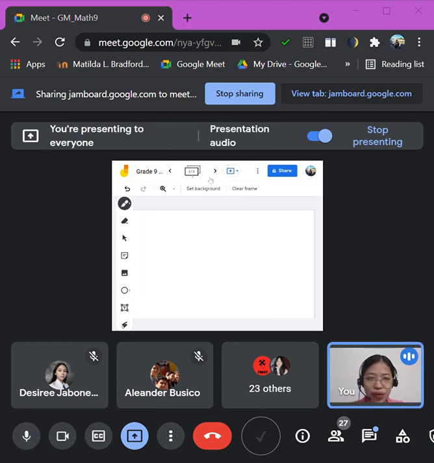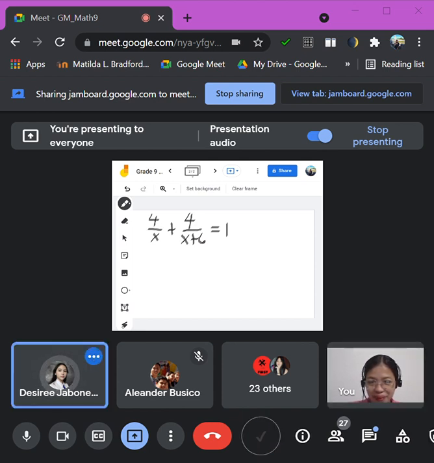Okay, now let's proceed with our given number 2. So for our given number 2, we have 4 over x and then plus 4 over x plus 6 is equal to 1. Okay, so by looking at our given here, 4 over x plus 4 over x plus 6 is equals to 1. So what do you think ang atong una nga buhaton? Ma-apply ba nato ang atong gibuhat nato ganina sa atong given? Since naa man siya fractions dere? Yes or no?